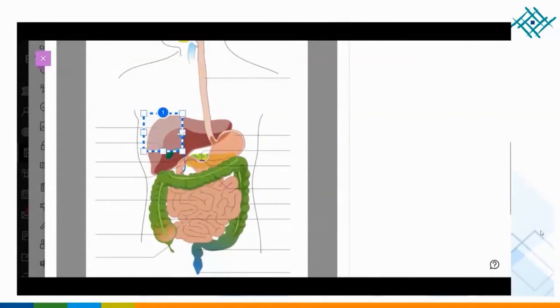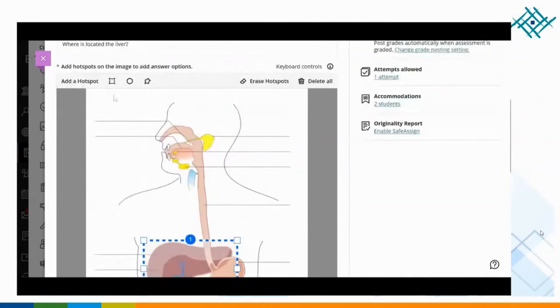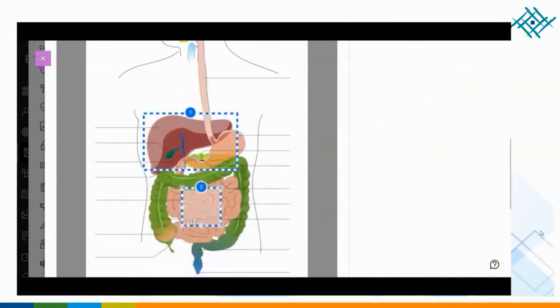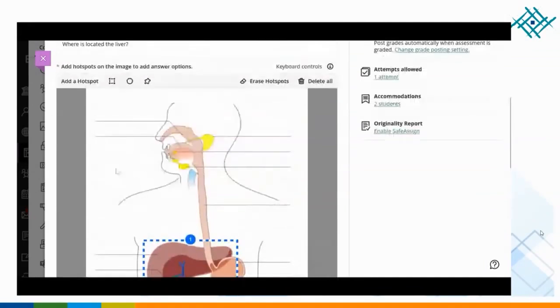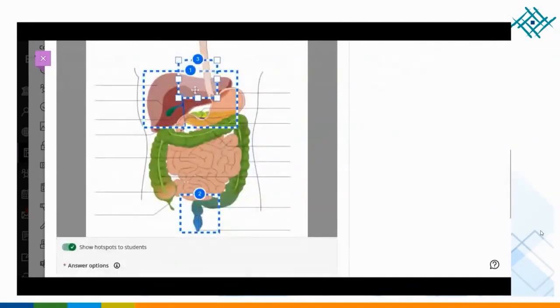You can add more than one hotspot to an image. You can do this to have multiple answers to a question or have distractors. Distractors work great when you enable the Show Hotspots to Students option. The hotspot question type will then function like a multiple choice question type with multiple answers.